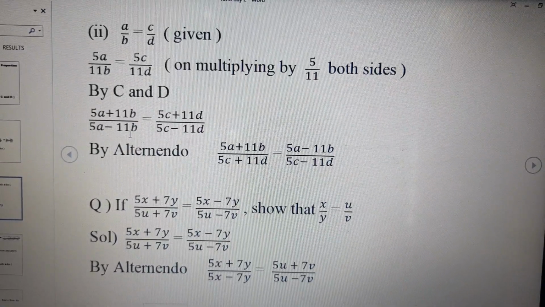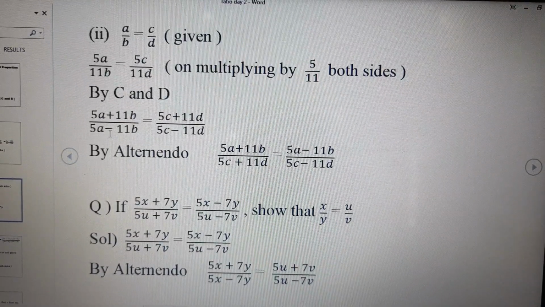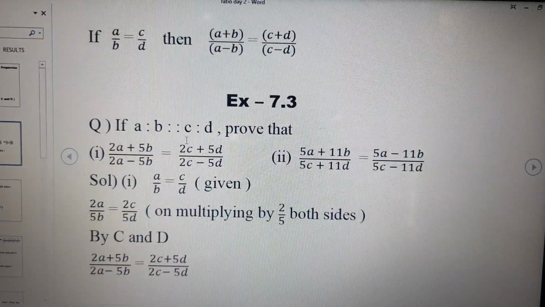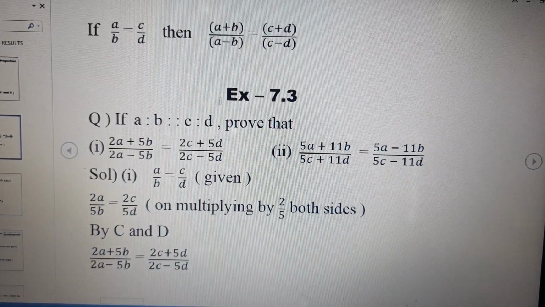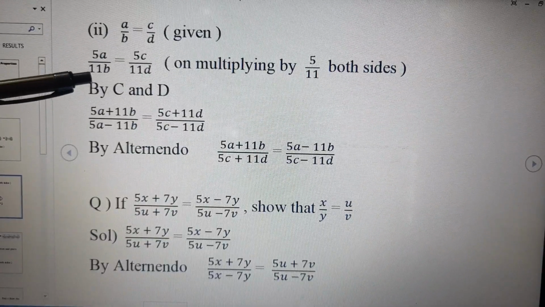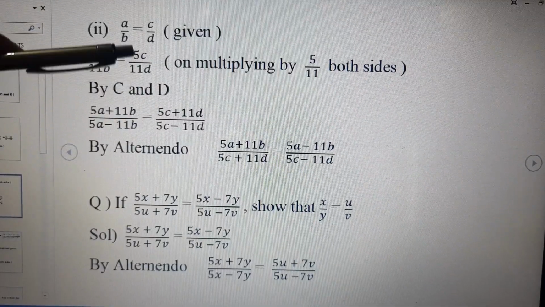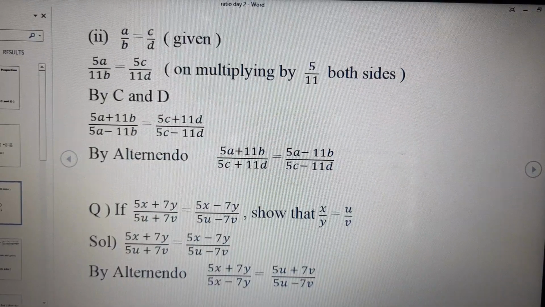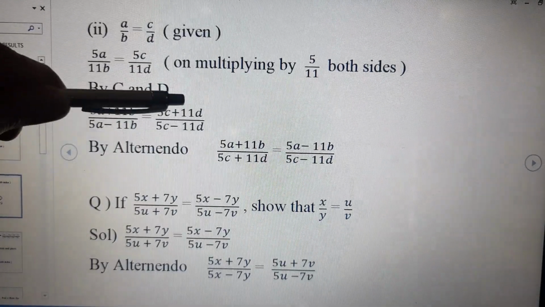Are we supposed to prove the same thing? No. If I show you 5A plus 11B, we require 5C plus 11D in the denominator. So what we can do, this much we have got here after applying componendo and dividendo: 5A plus 11B, 5A minus 11B, 5C plus 11D, 5C minus 11D. Now if we apply alternando here, alternando says that this can be brought here and this will be taken to this side.